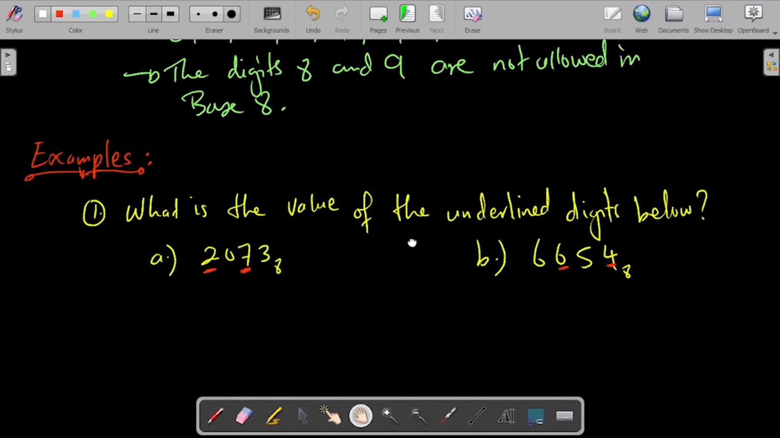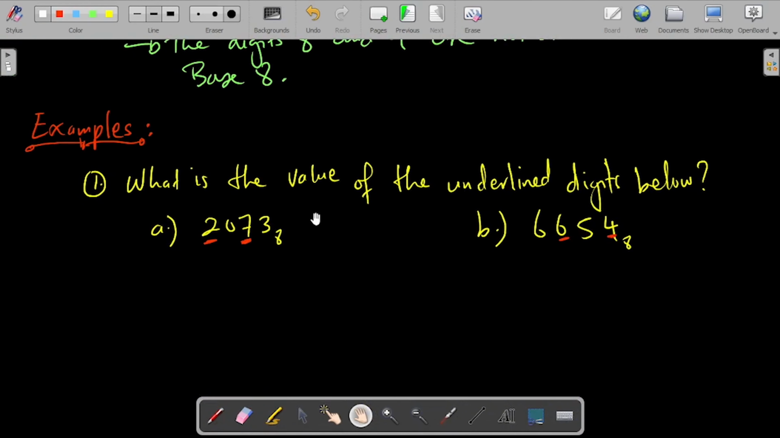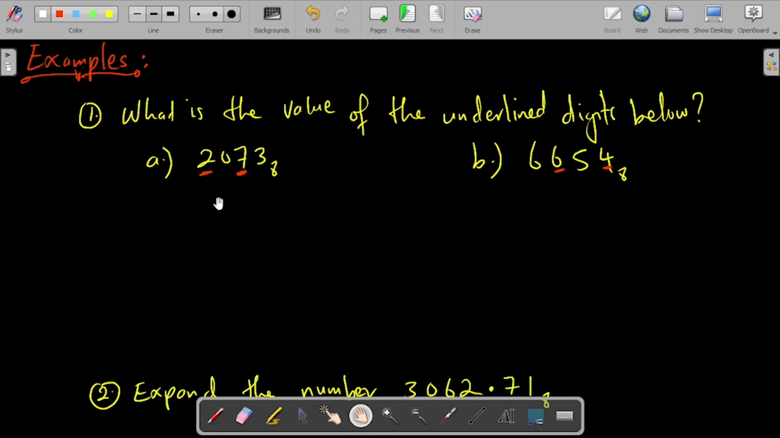So let's look at an example. We have here, what is the value of the underlined digits below? So our first one is 2073 base 8, and notice we do not say two thousand seventy-three base 8, we say 2073 base 8. So we want to find the value of the 2 and the 7. So same thing, place value times face value.